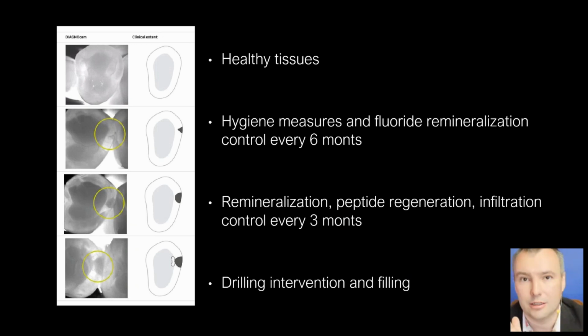Healthy means healthy. With the superficial enamel changes, hygiene measures, dental flossing, water injection, maybe fluoride remineralization, control every 6 months is enough. If we get the deeper enamel demineralization, we need to act a little bit more. Of course, hygiene is the same. Remineralization also is important. Maybe peptide regeneration that is getting more and more popular now. Maybe infiltration with a special resin as well. This is the moment for it.